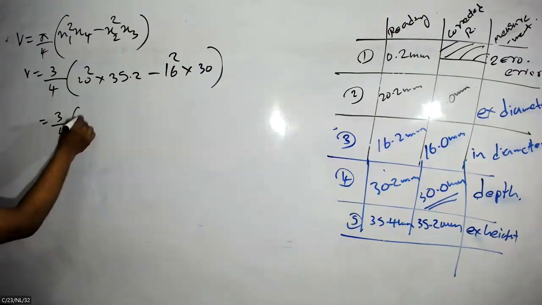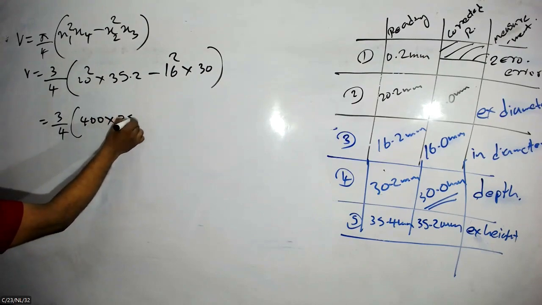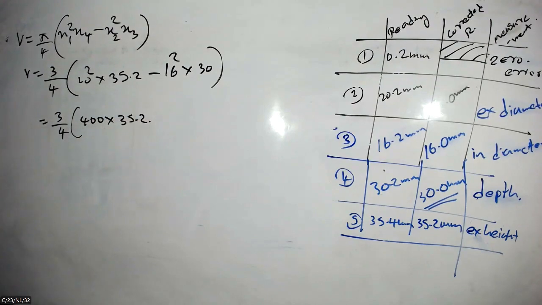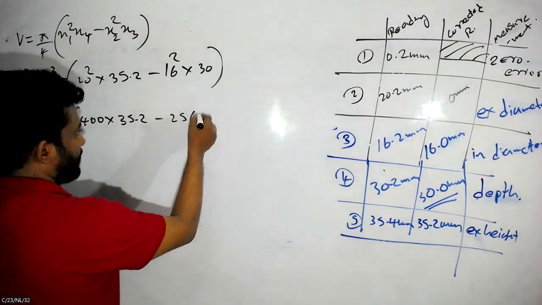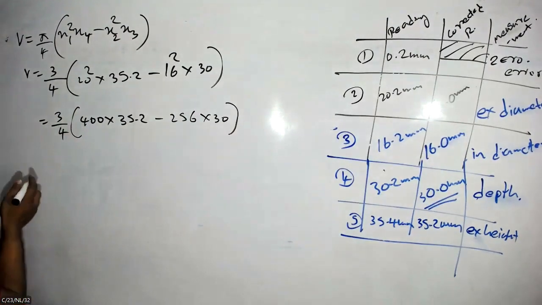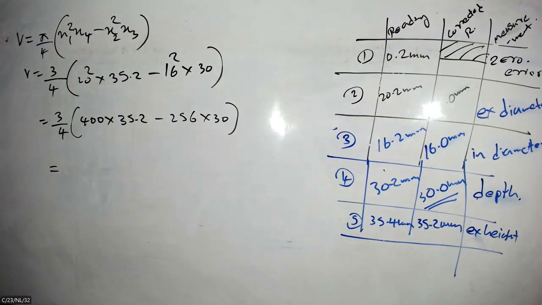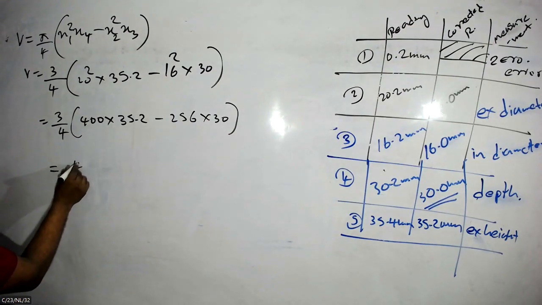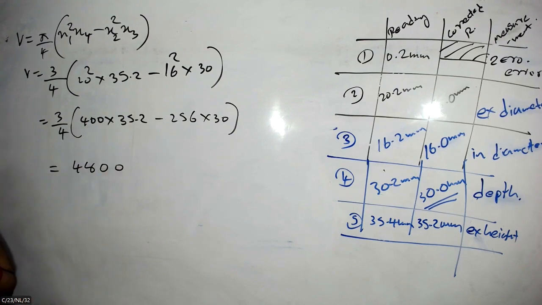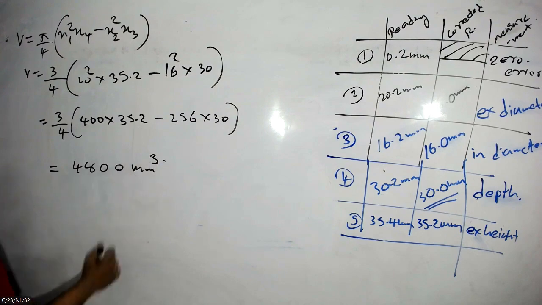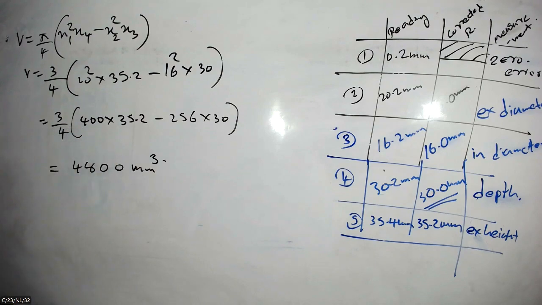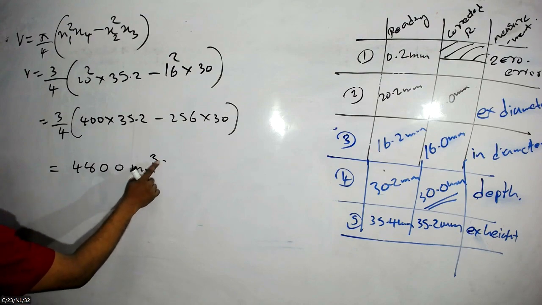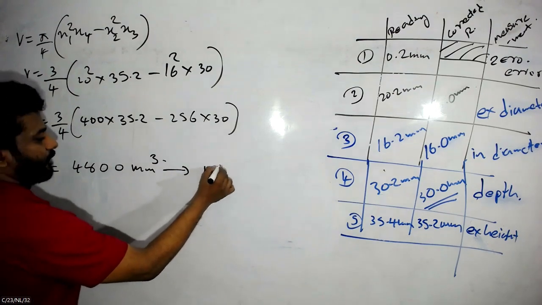3 over 4, here 400, here 35.2, minus here 256, 16 squared is 256, into 30. Then you can find the answer. The answer is 4,800 cubic millimeters. You have to simplify this value, then convert this cubic millimeter into meter cube.